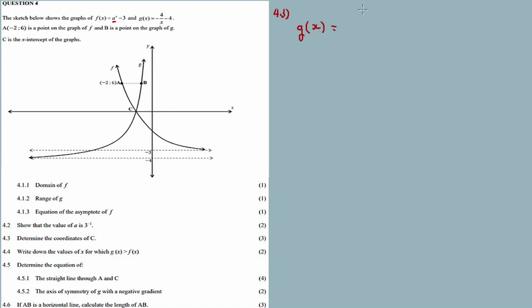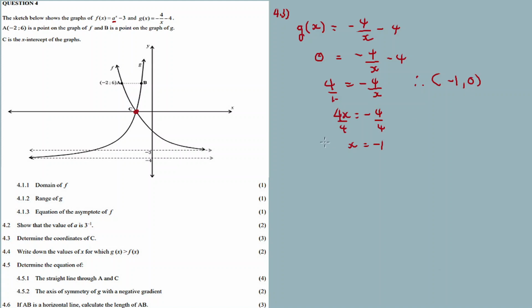G of x is minus 4 over x minus 4. Since C is the x-intercept, we're going to let y be 0. So 0 equals minus 4 over x minus 4. Transpose the 4 to get 4 equal to negative 4 over x, then cross multiply: 4x equals 1 times negative 4, which is negative 4. Divide by 4, x is equal to negative 1. Therefore our coordinates of C are minus 1 and 0, right?